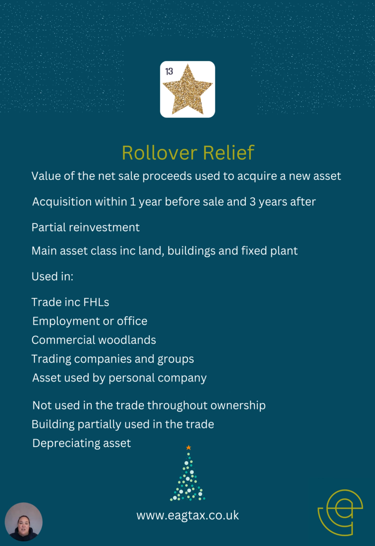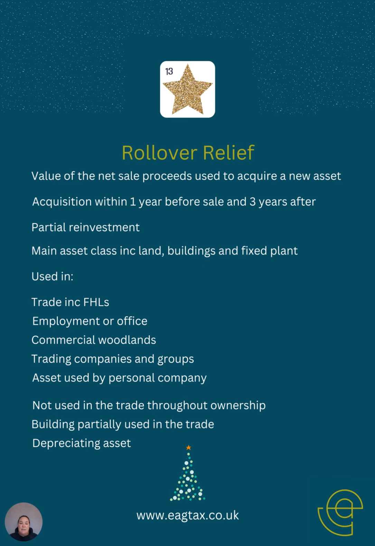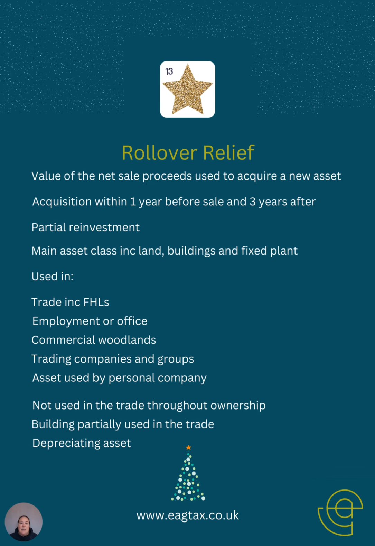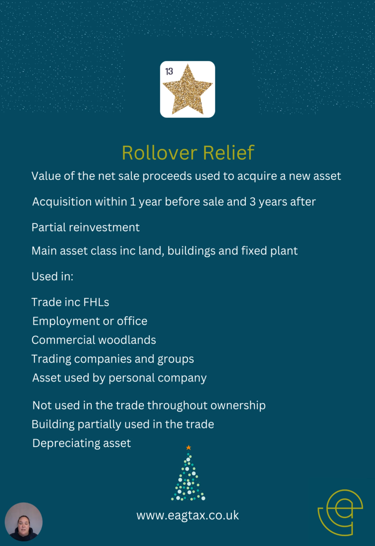The basic provision requires that the value of the net sale proceeds are used to cover the purchase costs of the replacement asset acquired either in the year before sale or 3 years following. The effect being that the proceeds from the sale are reduced to the extent they do not create a capital gain, and this reduction is then applied to the acquisition costs of the new asset.